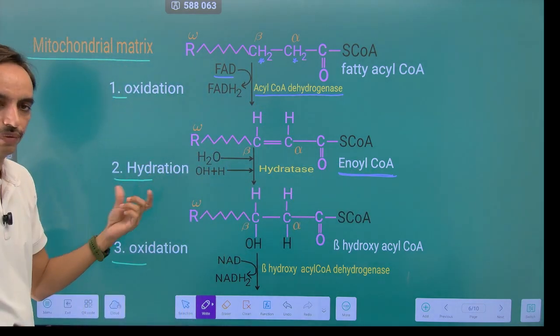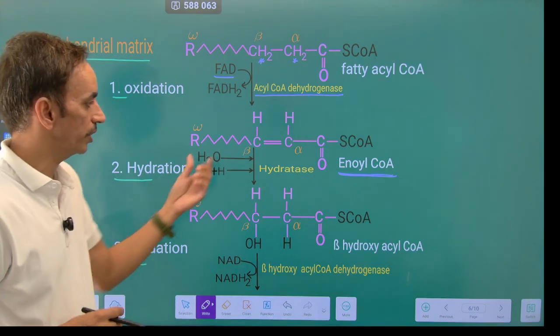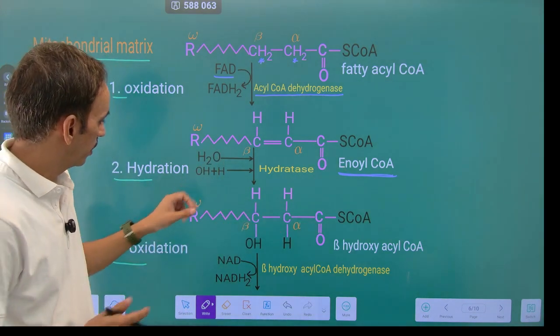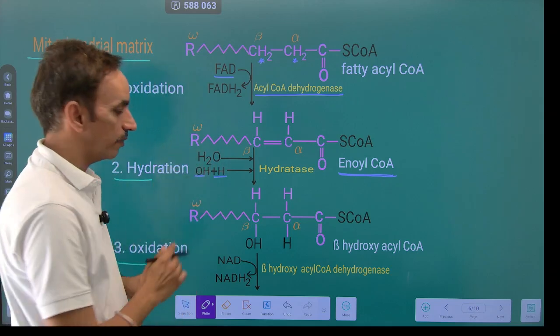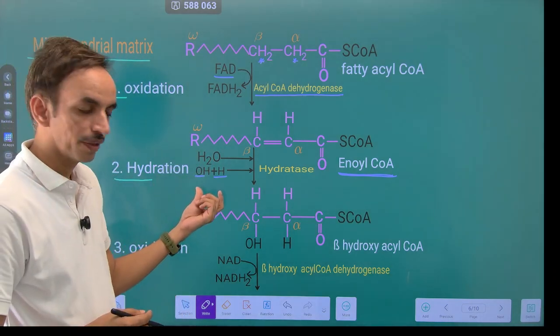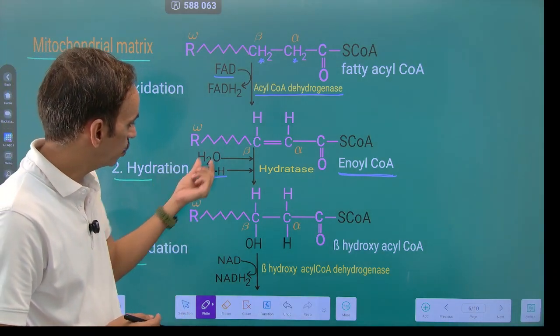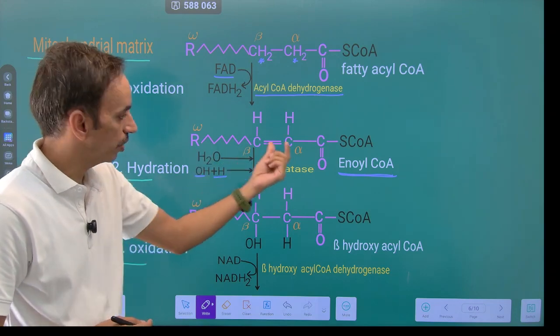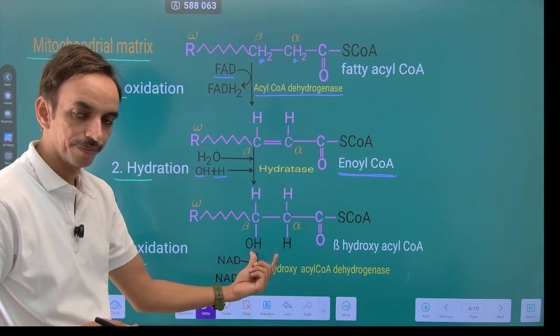The second step is the hydration. We add a water molecule onto this enoyl coenzyme A. Now we can write the water molecule in this form also. So we will add the OH group onto the beta carbon and the H onto the alpha carbon in this way.